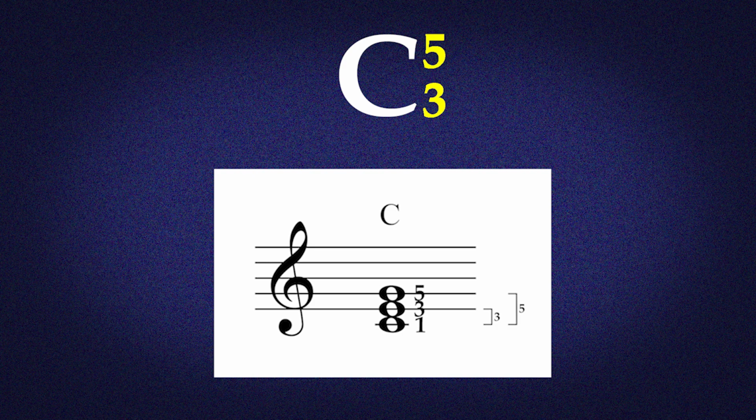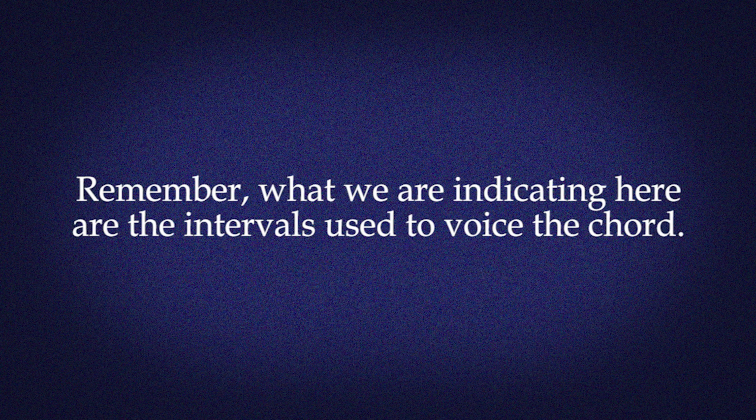However, because thirds and fifths are the normal way to build these chords, those two intervals are assumed, so we don't have to actually write them. So, if there is nothing written after the chord symbol, it is built using a third and a fifth. Just remember, what we are indicating here are the intervals used to voice the chord.